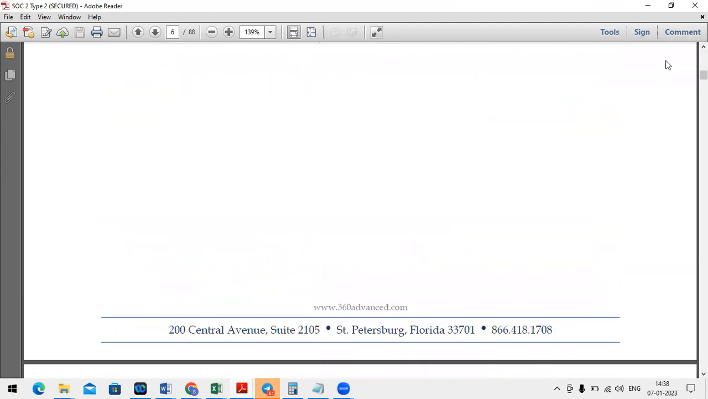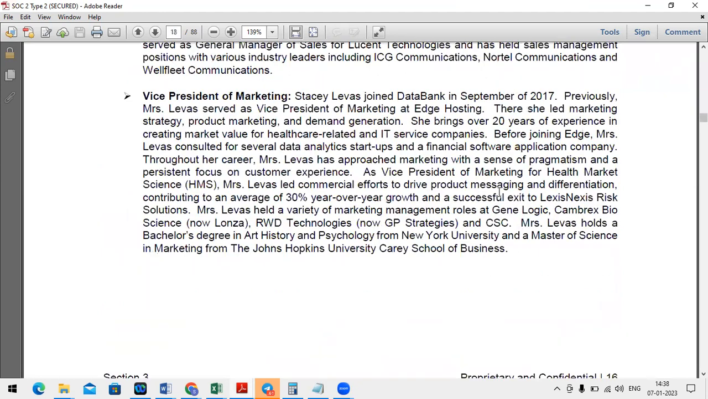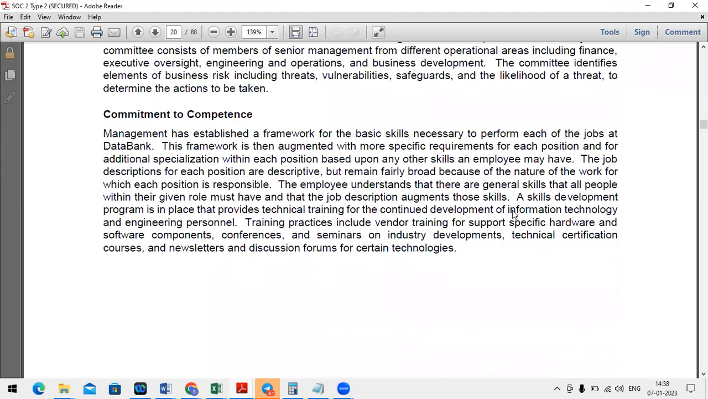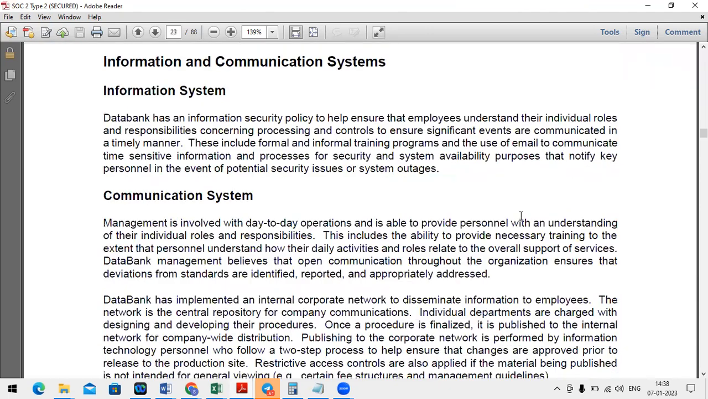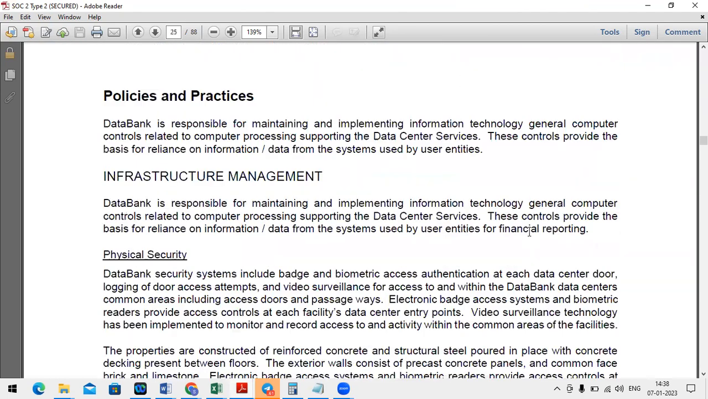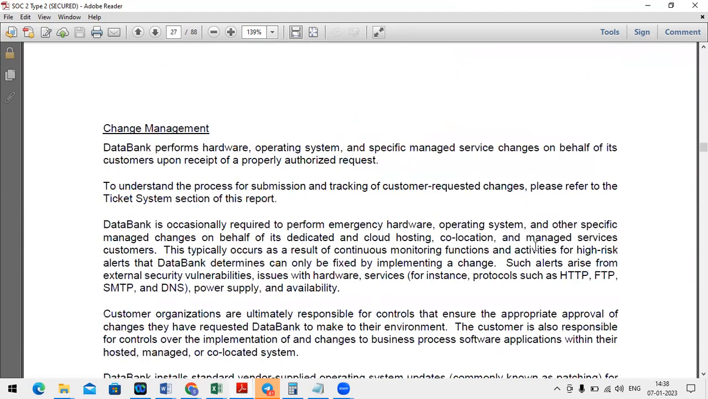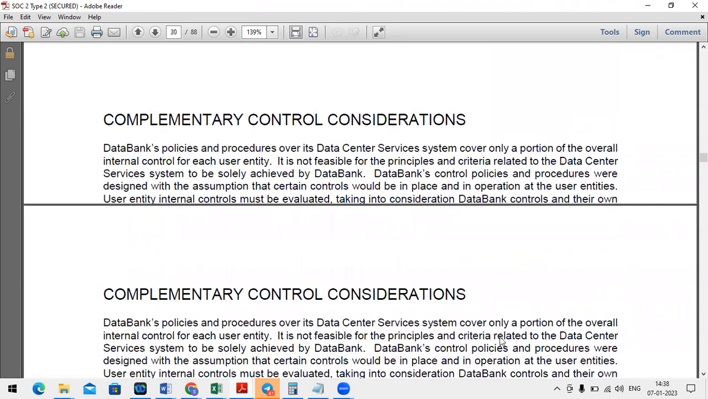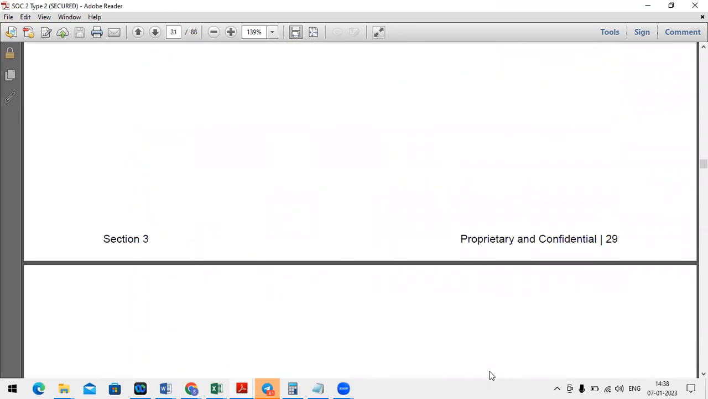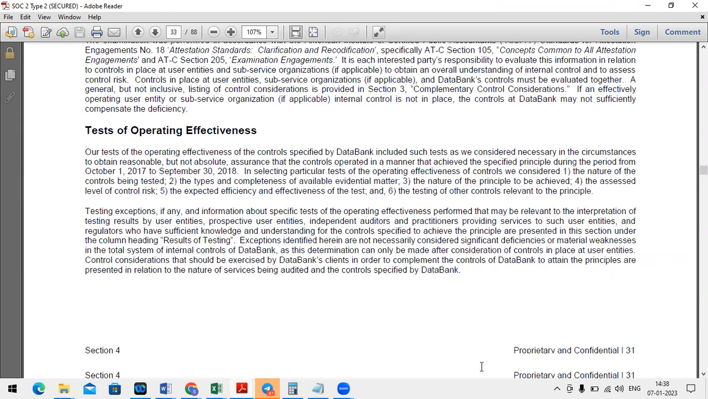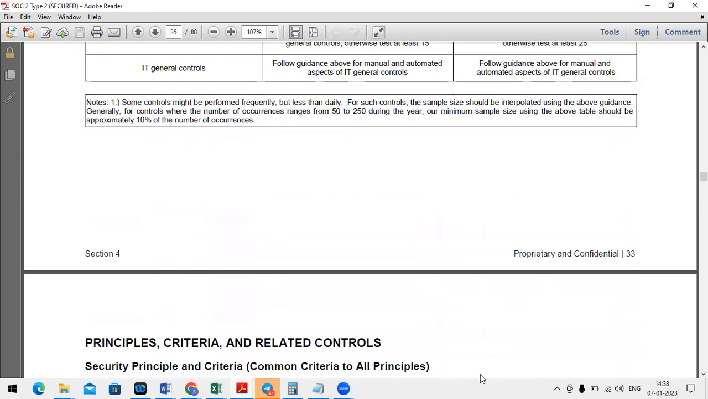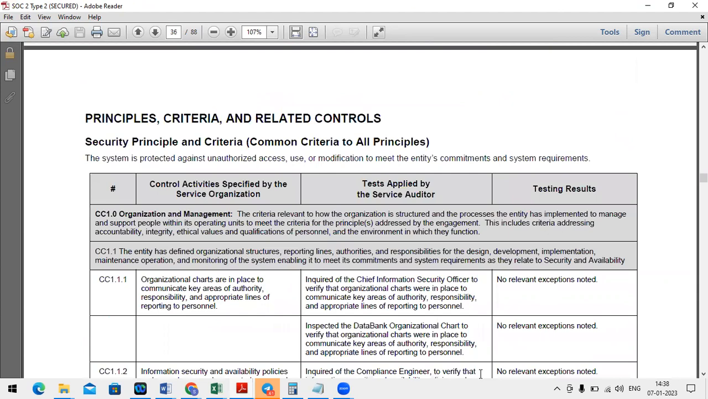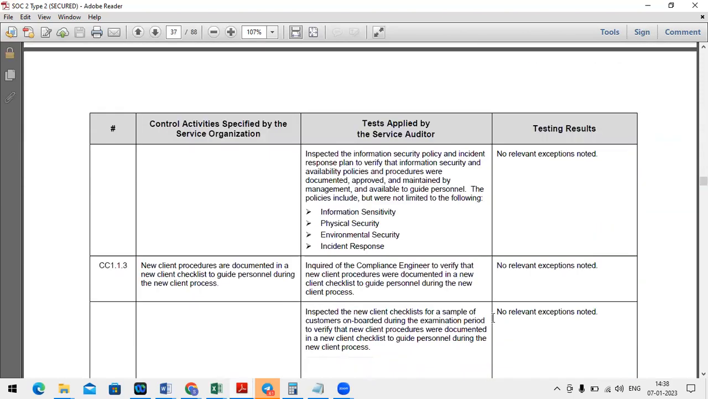The only change is in the fourth section, where we test the effectiveness of the controls. Here would be the sampling techniques, what kind of sampling techniques are being used. Here you have these 5 trust principles: security, data privacy, availability, confidentiality, and integrity.